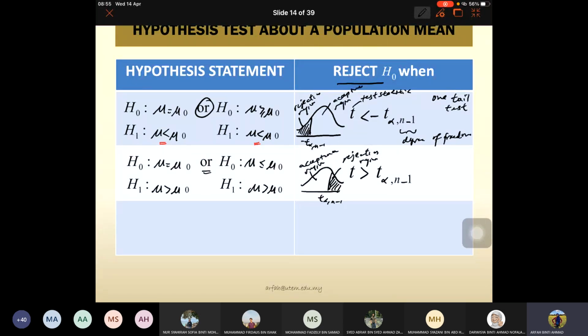Okay. T alpha, n minus 1. This is also one tail test. So kita akan gunakan T distribution. Sama juga untuk case yang keempat.